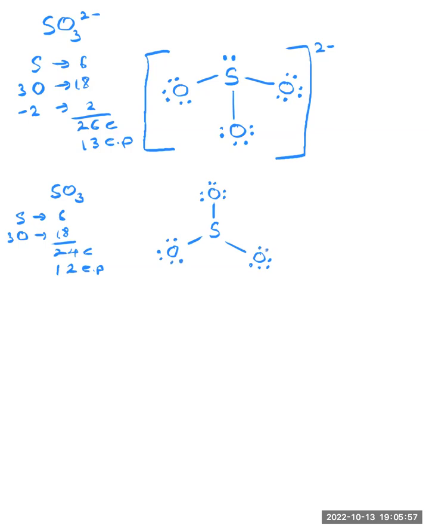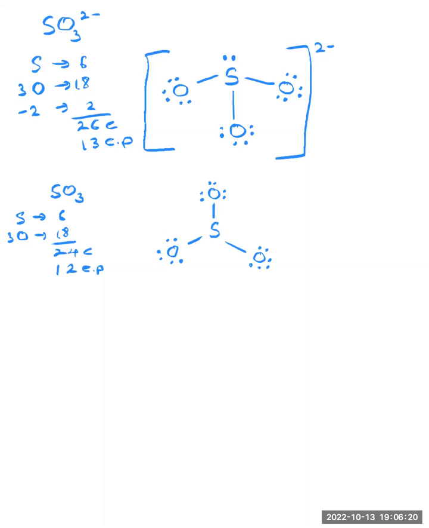Now we see that we have 8 electrons around our oxygen atom. So we have an octet around oxygens because we have 3 lone pairs and 1 bonding electron pair. Altogether 4 pairs means 8 electrons, an octet of electrons. But around sulfur, we only have 3 bonding electron pairs, meaning only 6 electrons.